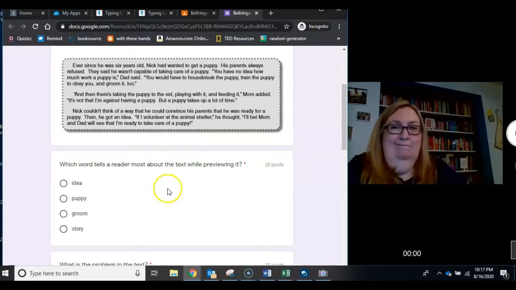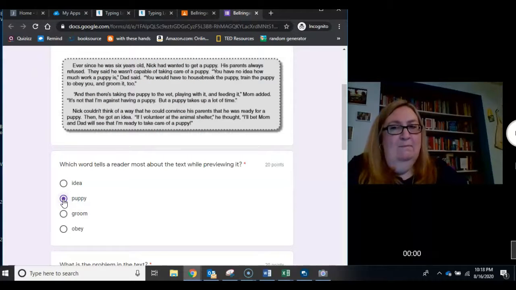How about the word puppy? Can I show you something here? Puppy, puppy, puppy, puppy. Do you see how many times the word puppy appears in this very short passage? I'm thinking this is probably a really good answer, so I'm going to click it.